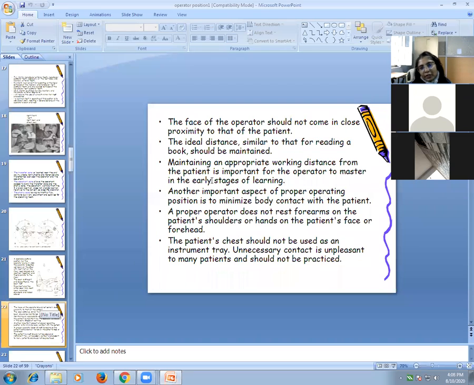The face of the operator should not come in close proximity of the patient. I've already told you about this. The ideal distance is similar to that for reading a book. Maintaining an appropriate working distance from the patient is important for the operator to master in the early stages of learning. This is your basic stage of learning. You are entering the field of dentistry where you have to work for another 50 to 60 years. Okay, might be more than that, but if you don't practice dentistry properly from now, you will continue the same throughout your life. So always keep maintaining proper distance whenever you are working.